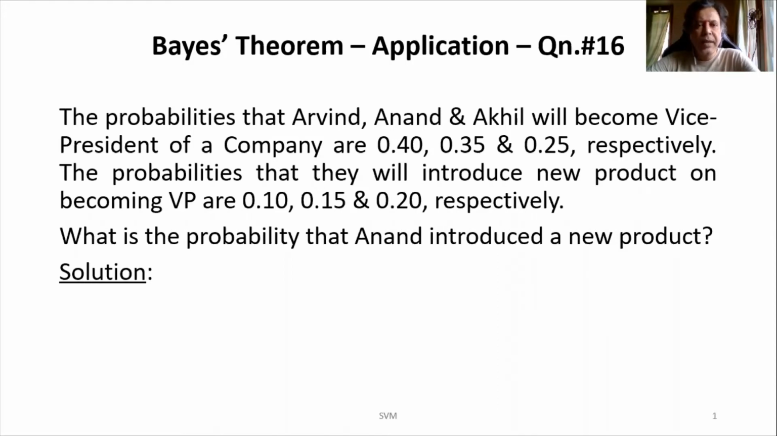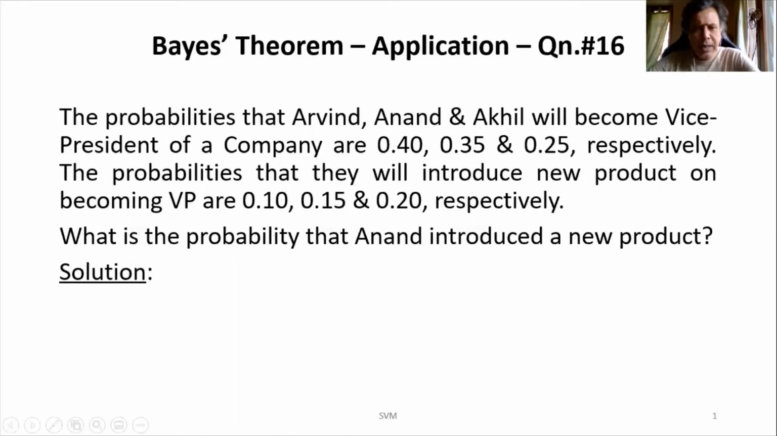The probabilities that three different persons, Arvind, Anand, and Akhil, will become vice president of a company are 0.4, 0.35, and 0.25 respectively. Okay. The probabilities that they will introduce new product on becoming VP are 0.1, 0.15, and 0.2 respectively. What is the probability that Anand introduced a new product?